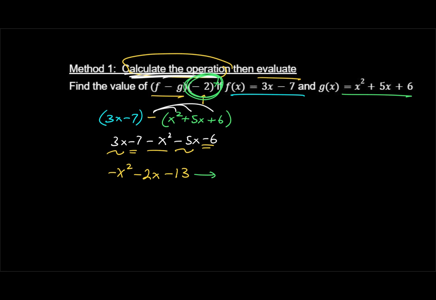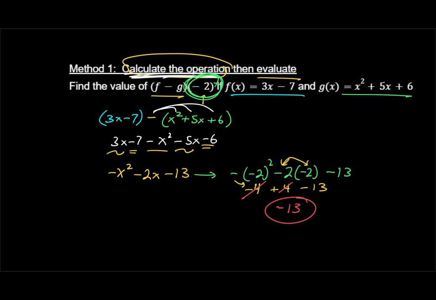I'm going to replace x with -2. So negative (-2) squared minus 2 times (-2) minus 13. If I go through and simplify it, we have positive 4, but when the negative comes down, it will be negative. We've got a double negative multiplied together to give me positive 4 minus 13. The 4s will cancel out, leaving me with negative 13 for the overall evaluation of the expression.